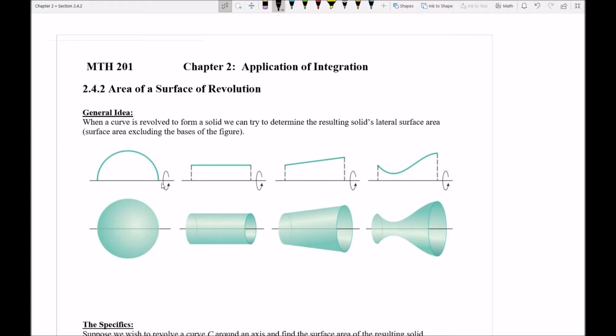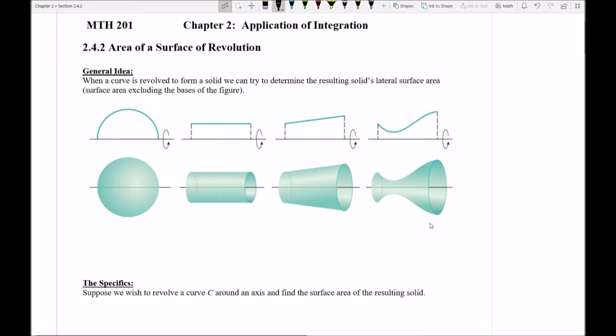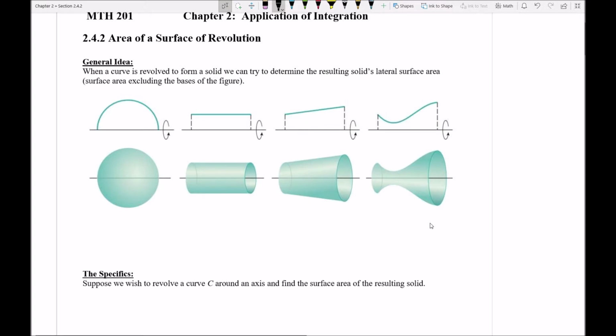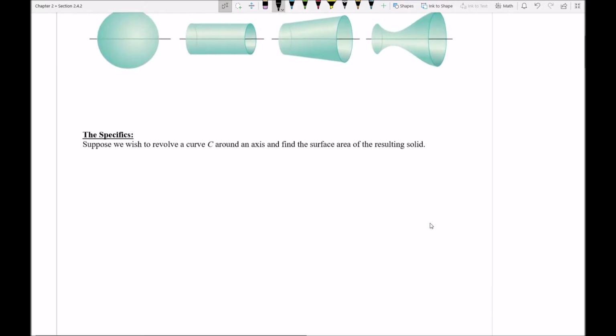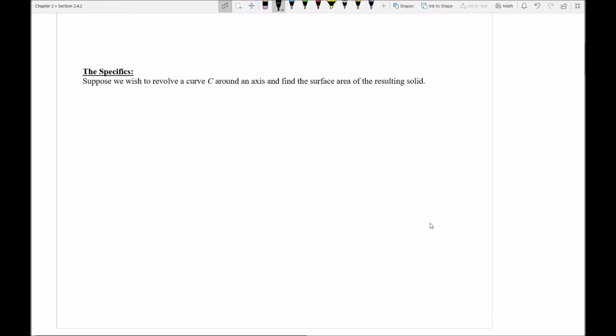And so you can see here that different curves that I spin around an axis will create different sorts of shapes. If I spin this half circle around an axis, I create a sphere shell. And if I spin a horizontal line, I create kind of like a cylinder. If it's a slanted line, I get almost like a part of a cone type shape. And if I spin some crazy curve, I can create a lot of different sorts of strange shapes. And so the question is, again, how do I find the surface area of one of these shapes? So let's take a look down here to see how we might actually go about doing this.